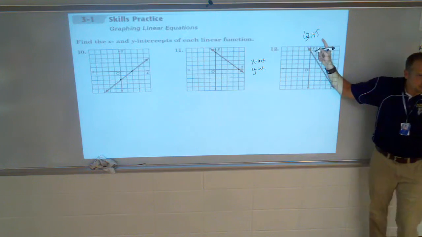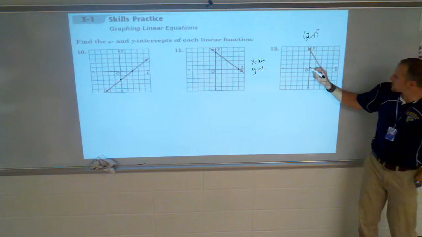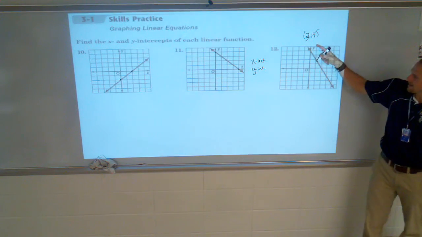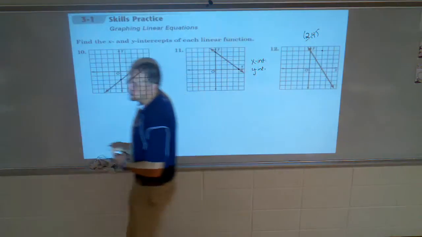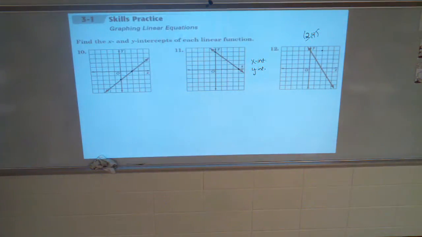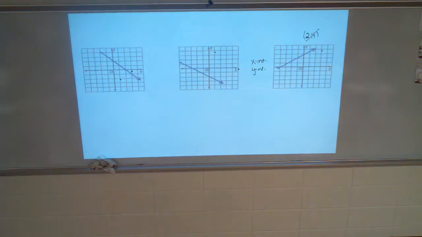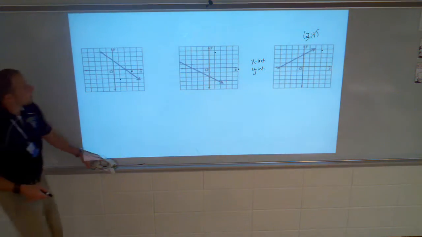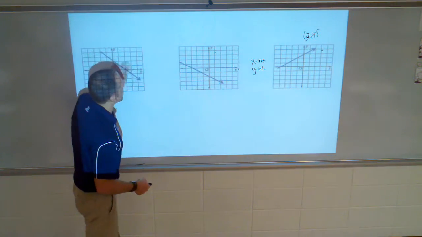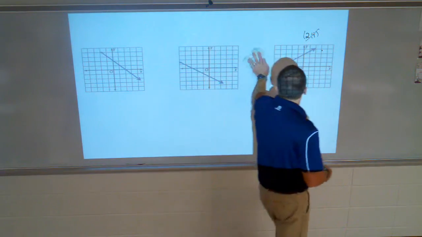Okay? That is an ordered pair. That is the point 2, 4. It is not your intercepts. Your x-intercept is 2. Your y-intercept is 4. All right. Give me the x and y-intercepts for the middle one.